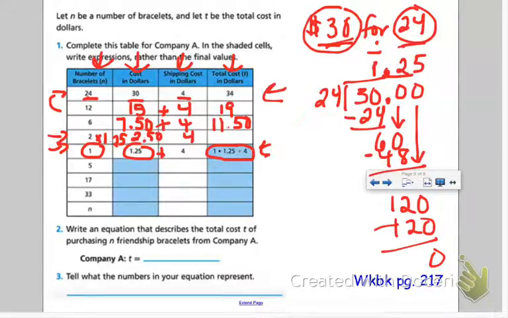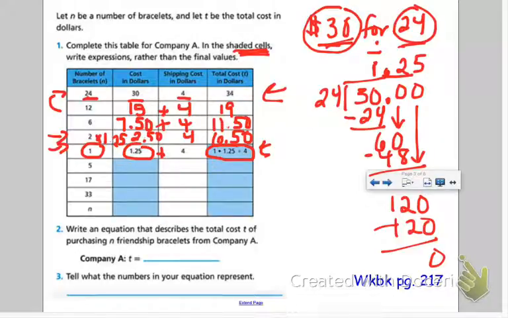And of course, plus $4 for shipping, and it would cost me $6.50 for 2 bracelets. So what we're going to do in the shaded cells, the blue cells, the directions say, in the shaded cells, write expressions rather than the final value. So we're actually just going to write an expression, meaning we're not going to get the final answer. We're just going to write what we would have to do to get that answer.